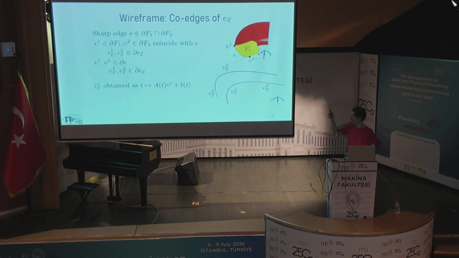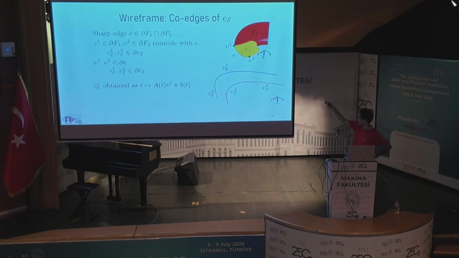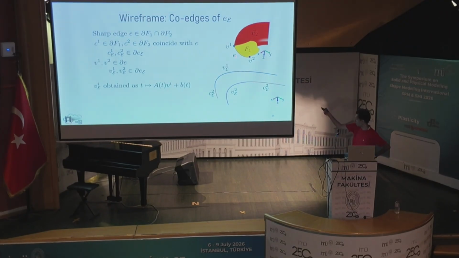Right. So now we come to the wireframe of the faces which are generated by the sharp edge E. Let's say this sharp edge E lies in the intersection of faces F1 and F2, and the co-edges belonging to F1 and F2, which coincide with E, are C1 and C2. Moreover, E is bound by vertices V1 and V2. These are sharp vertices. And like we said earlier, the co-edges generated by C1 and C2 will bound faces E sub E.